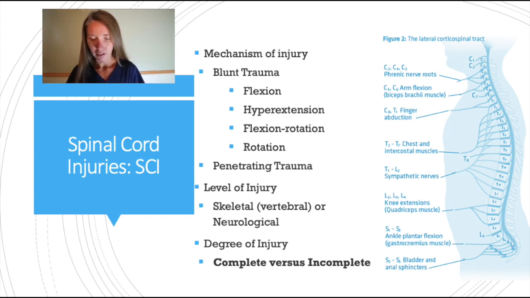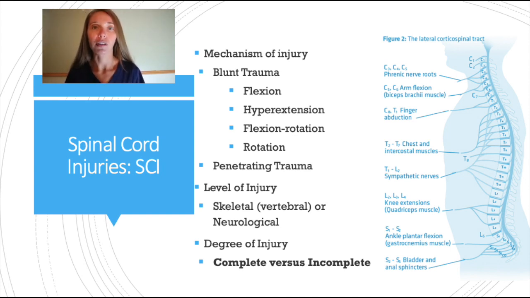We also have complete or incomplete injuries. Incomplete is usually a partial compression to the spinal cord, whereas complete usually involves the entire transection of the cord. It can be that the cord is severed.